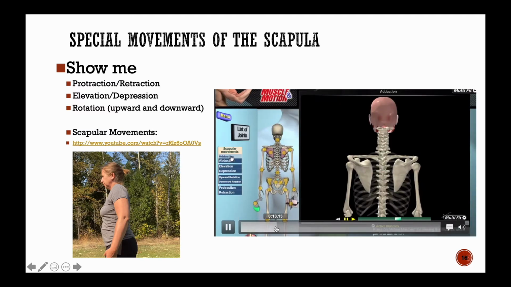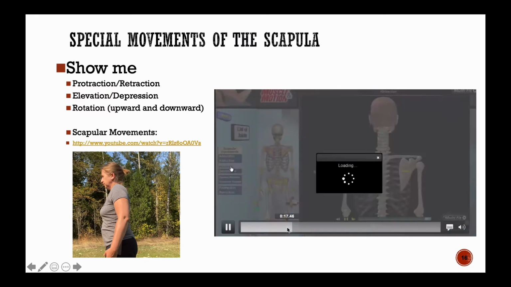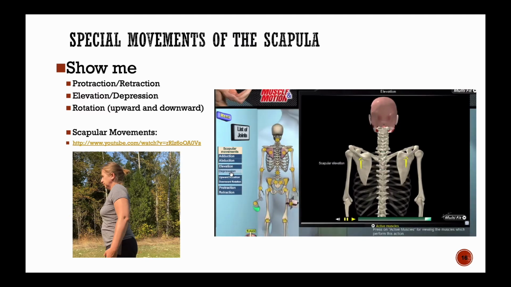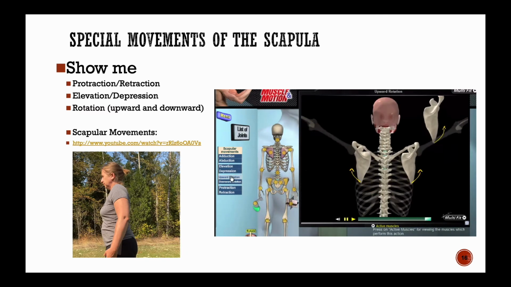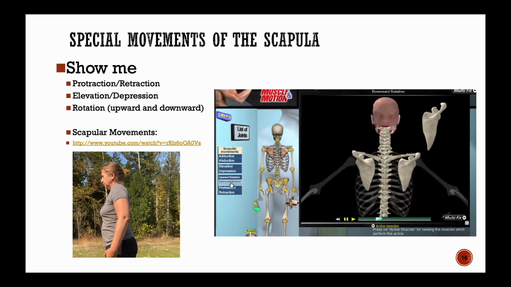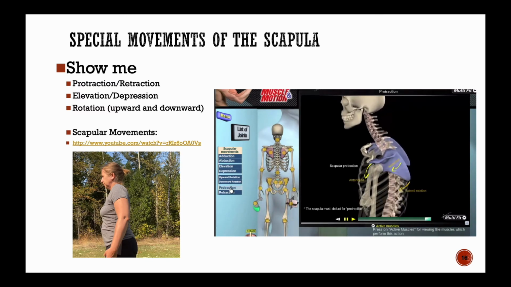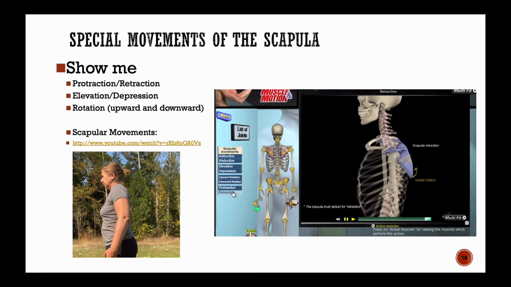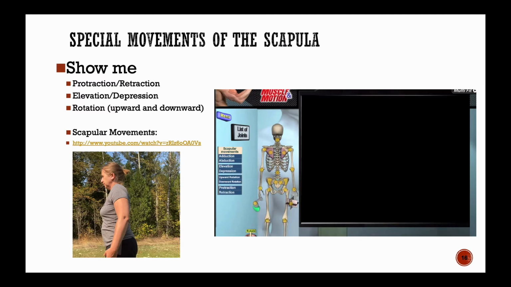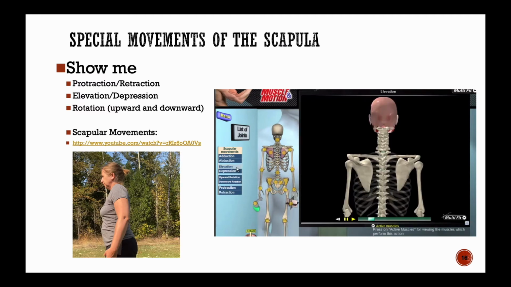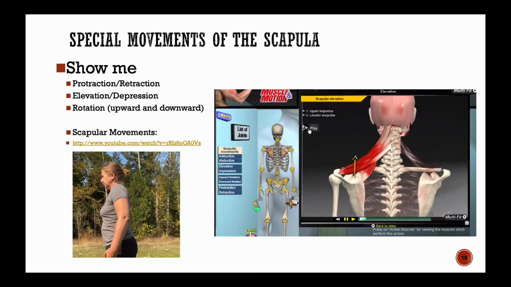And you can see, all right, so here's our elevation and depression. So you can see those movements of the scapula itself. And here's our rotation. See how when we're abducting and adducting, that scapula rotates as well. Now here's our protraction and retraction. And you saw earlier, it was looking at adduction and abduction of the scapular movement, which is very similar with what you see with protraction and retraction.